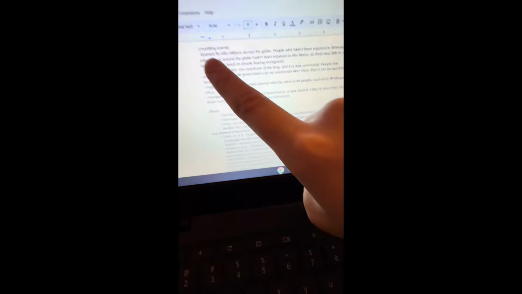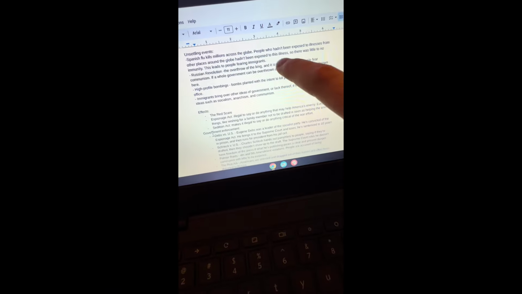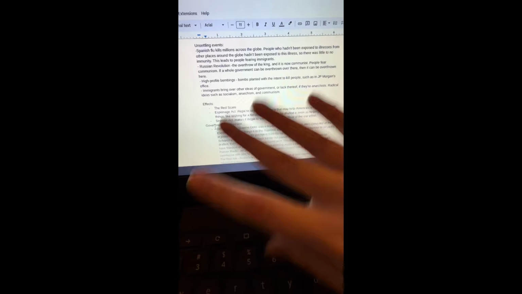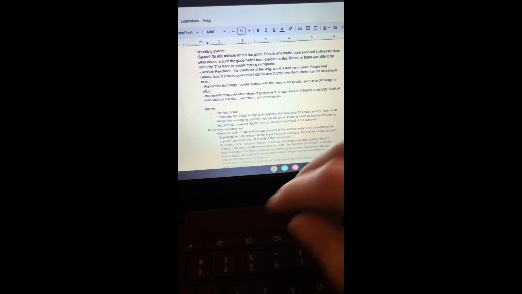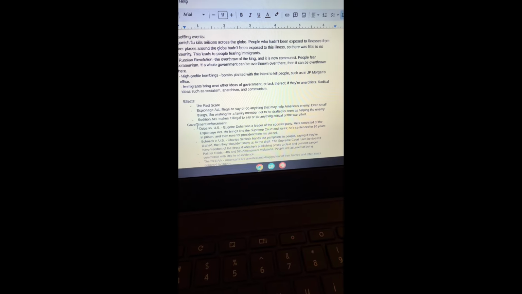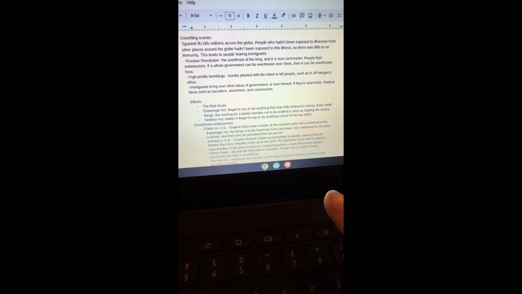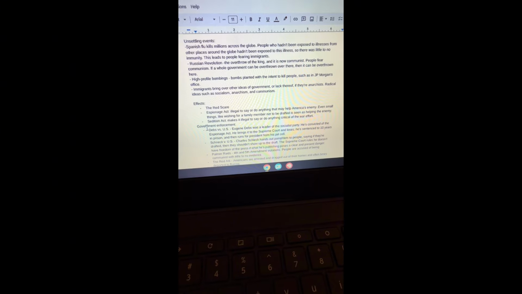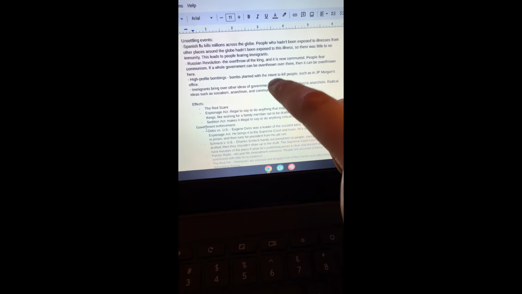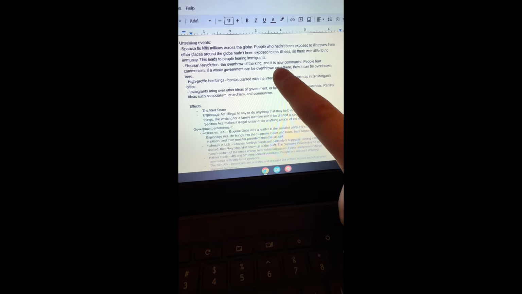Okay. So the Spanish flu kills millions across the globe. People got exposed to illness from other places around the globe that have been exposed to illness, so there's little to no immunity. This leads to people fearing immigrants. And I'm unsure if you guys have learned this, but Native Americans were exposed to diseases that were given to them by colonists, and many died. Yeah. So not good, guys. We've seen what exposure to illness you have no immunity for has done in the past.